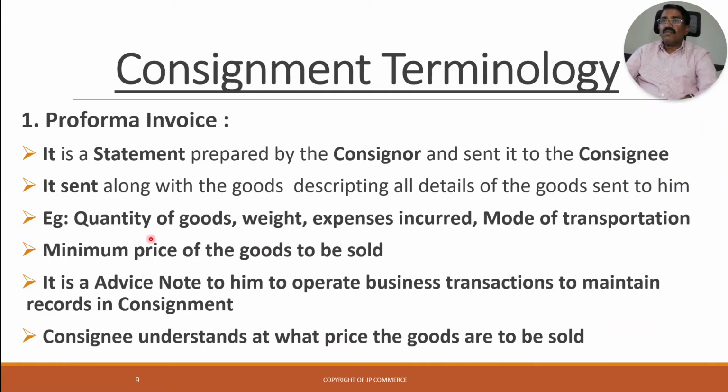So this is about the pro forma invoice. It is nothing but a statement prepared by the consignor and sent to the consignee. It tells about the quantity of the goods, weight, expenses incurred, mode of transportation, and at what price the consignee is permitted to sell the goods. It is also treated as an advisory note. So the consignee has to follow the price, the instructions, and the terms and conditions mentioned in the pro forma invoice.